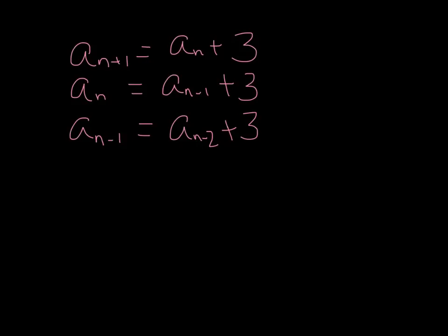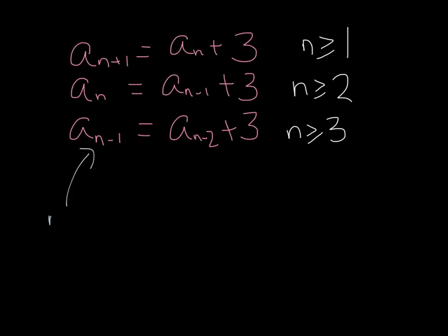The differences between writing these formulas is that for the first one, we want to start at n greater than or equal to 1. The second, we would have to start at n greater than or equal to 2. And the third would start at n greater than or equal to 3. Otherwise, if we wanted to plug in something like n equals 1 into this third formula, what we would end up with is a0 equals a negative 1 plus 3, which doesn't make any sense.